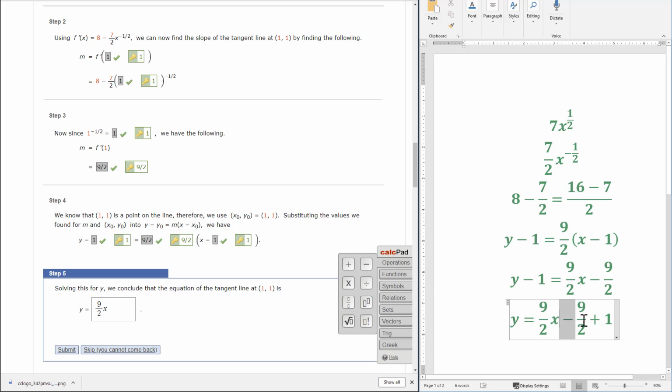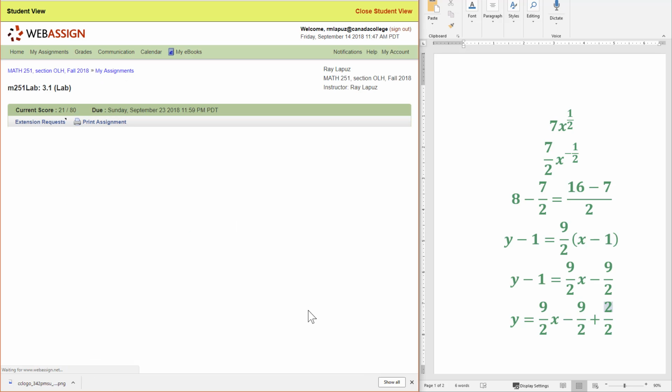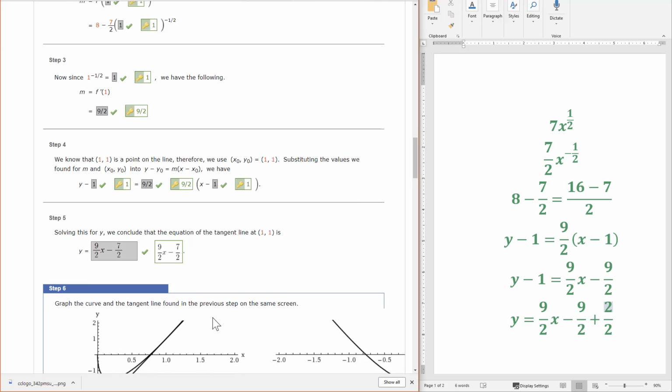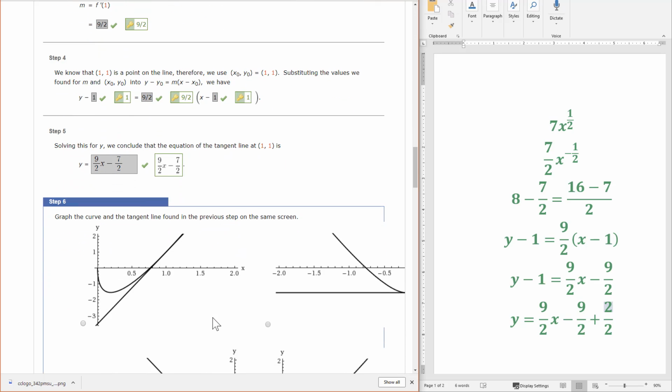So we need to know what -9/2 plus 1 is. So 1 is actually 2/2, and so this is -9 plus 2, so I think that's a -7, and then the denominator stays the same. So now we have our equation of the line written in the slope intercept form. And then now let's take a look at the graph of this.